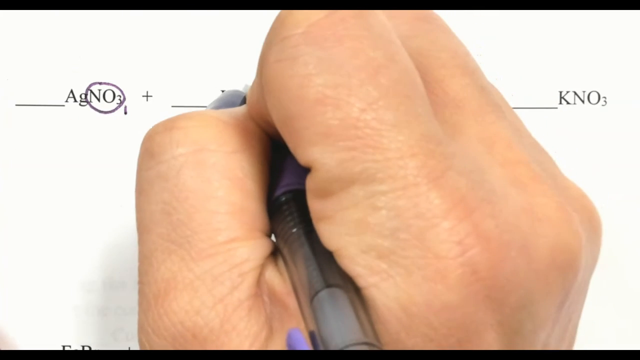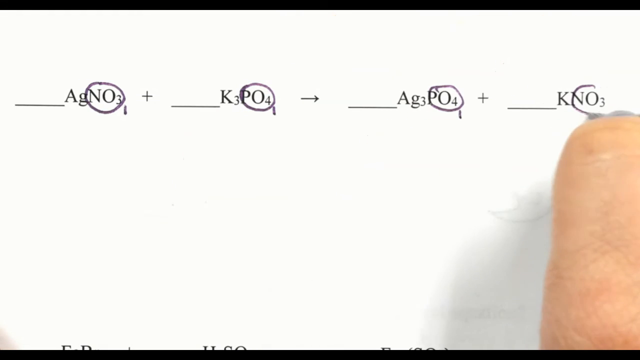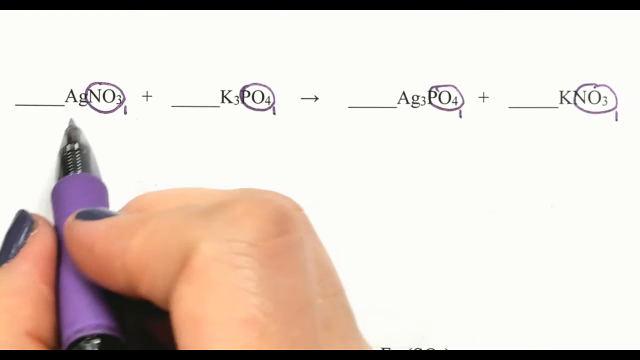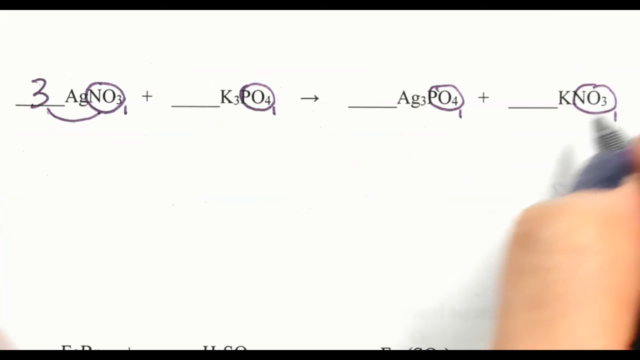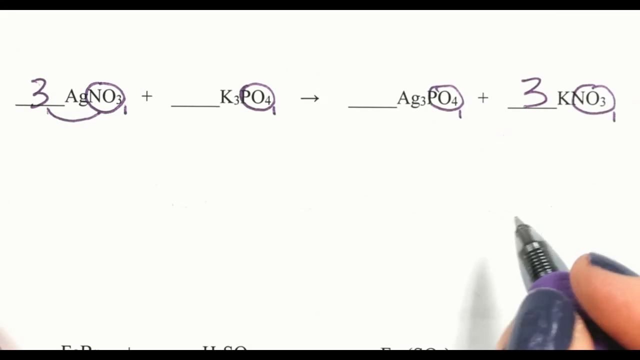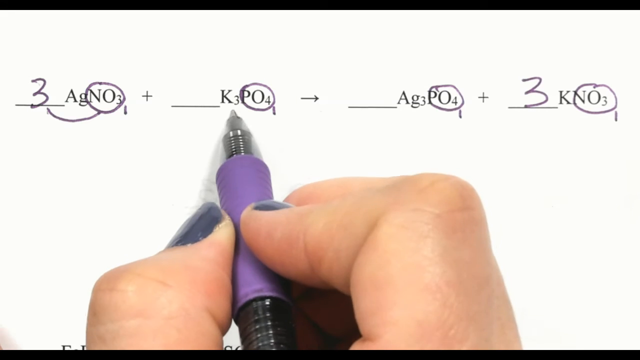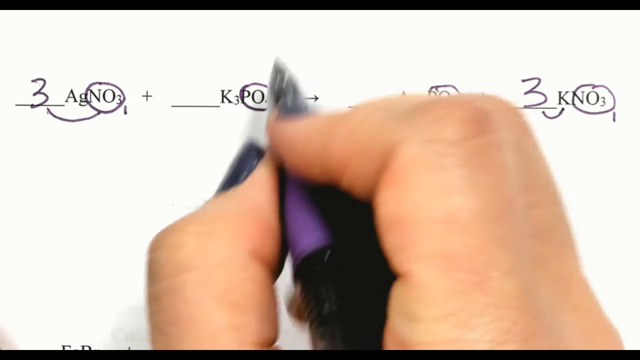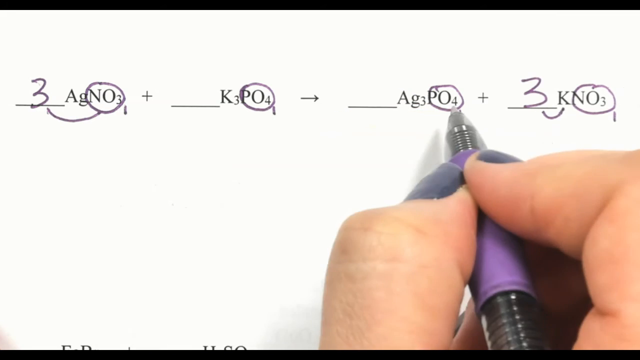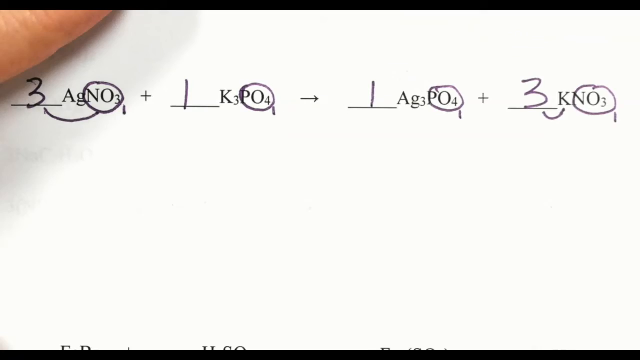There's only 1 there. Phosphate, there's only 1 there. And nitrate, only 1 there. So 1 silver, 3 silver. Puts a 3 here. 3 times 1 is 3 nitrates. Only 1 nitrate, so I need a 3 here. Silver, good. Nitrates, good. Next, potassium. 3 on the left, 3 on the right. So that's good. And then finally, we have 1 phosphate, 1 phosphate. So this is finished with a 3:1:1:3 ratio.